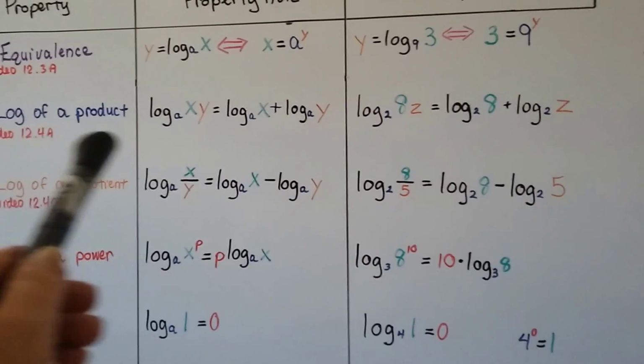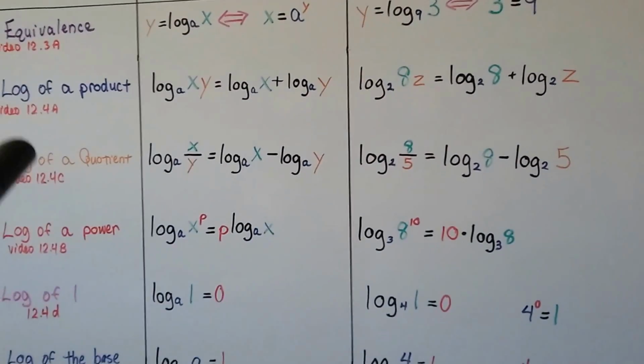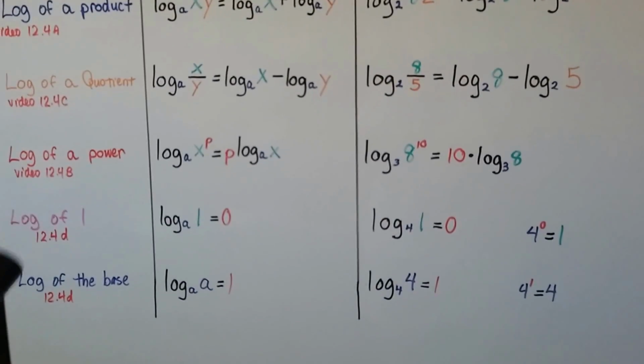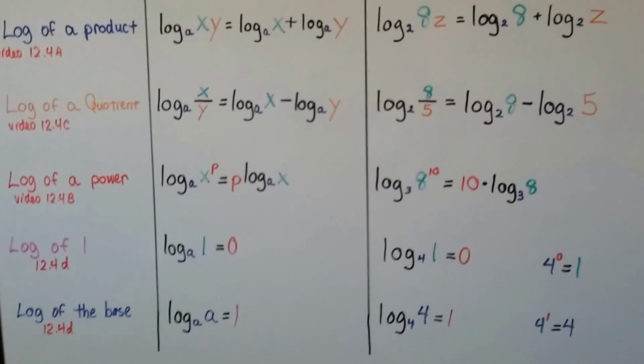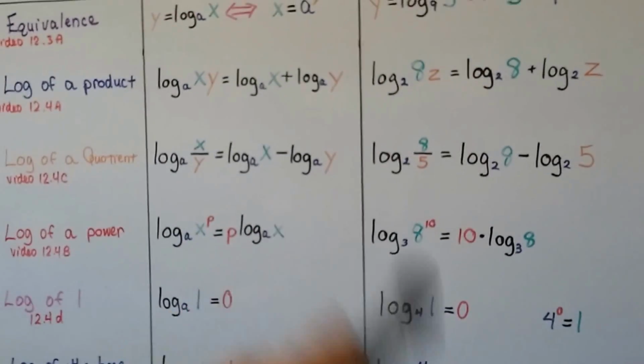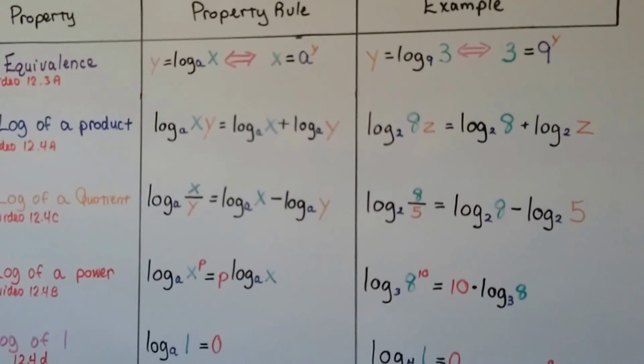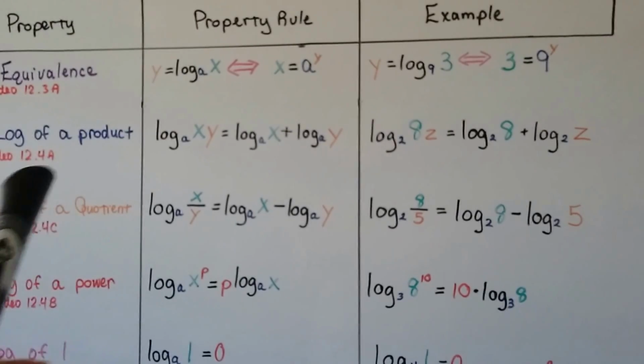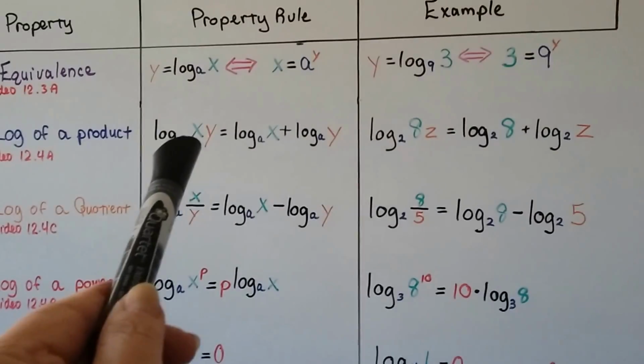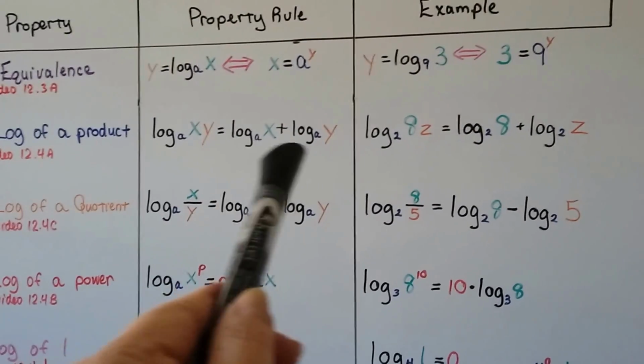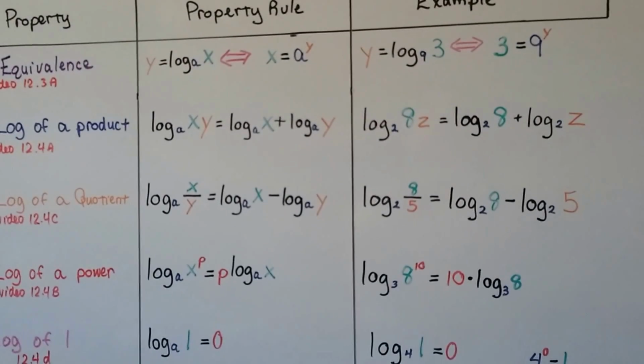This is 12.4a. We're going to do log of a quotient, of a power. We're going to do log of 1 and log of the base, all right? So I'll show this again. I'll show it at the end of each video, all right? So this is the one we did just now. The factors become the addends, okay?